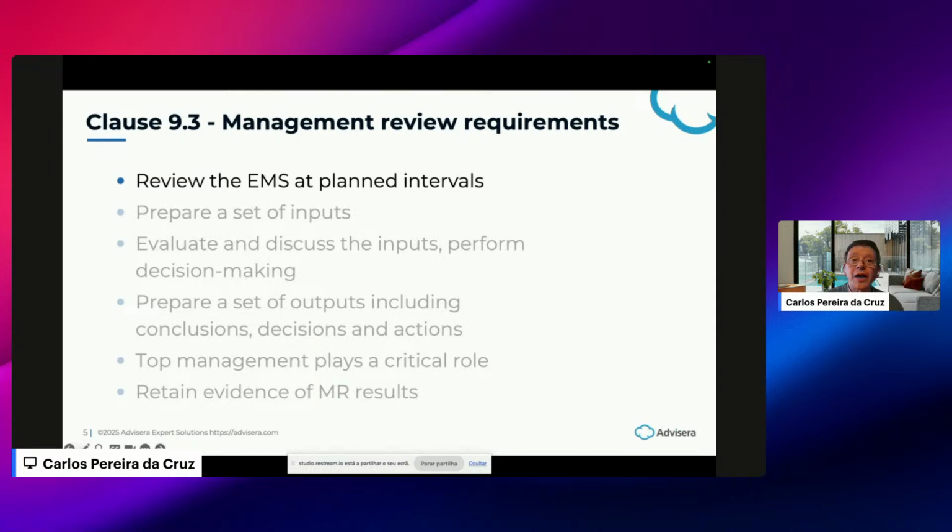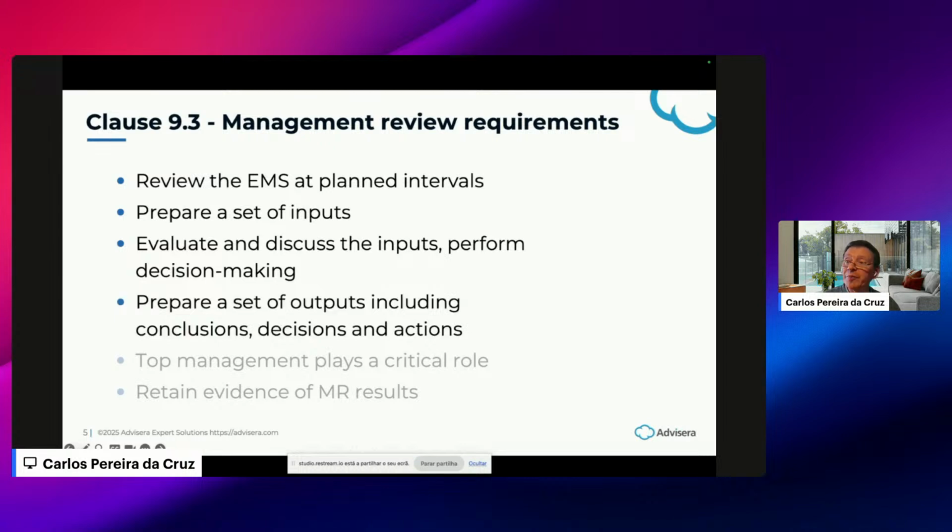Prepare a set of inputs, so ensure relevant data is available for informed decision making, data about performance, compliance, risks. Then evaluate and discuss the inputs, perform decision making. Analyze data, identify trends, and make strategic decisions to improve the EMS. Now prepare a set of outputs, including the conclusions, decisions, and actions. Define clear actions, responsibilities, and improvements based on the review.